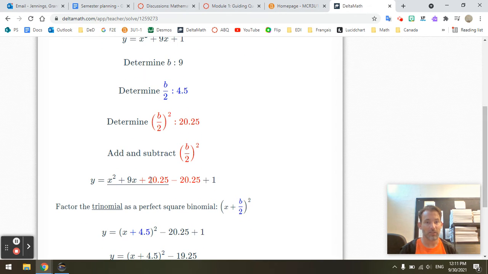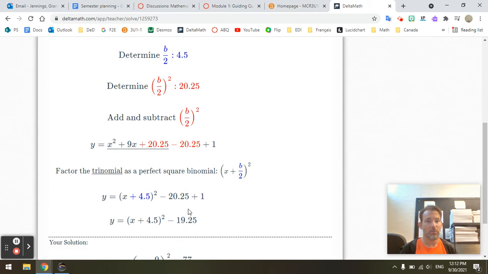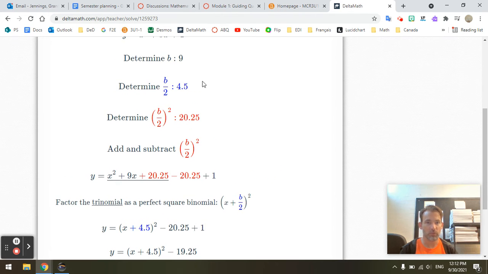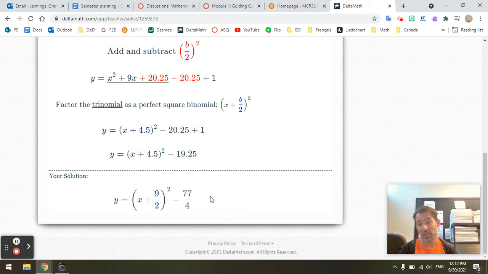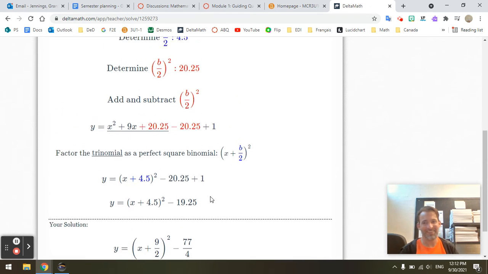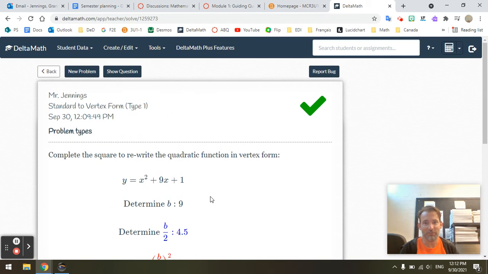Add and subtract that. Remember, factor the trinomial as a perfect square binomial. This is the trinomial that you then factor. Okay, and you factor it as a perfect square. It looks like that. So x plus b over 2 squared. Where was b over 2? It's 4.5. 9 over 2. 4.5 is 9 over 2. Okay, so there, y is equal to x plus 4.5 squared minus 20.25 plus 1, which is minus 19.25. Your solution. Mine was a fractional solution, which is just better, but anyway, decimals, fractions, they're both equally fine.